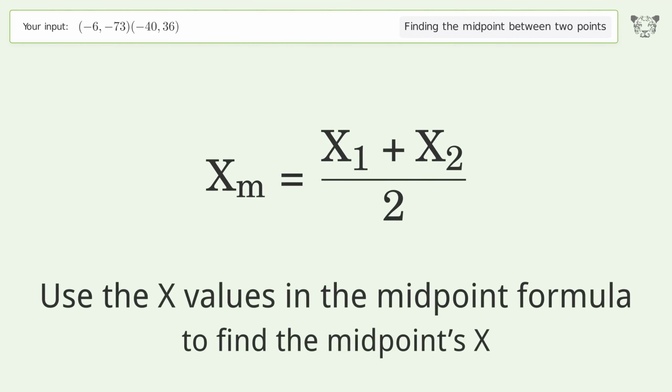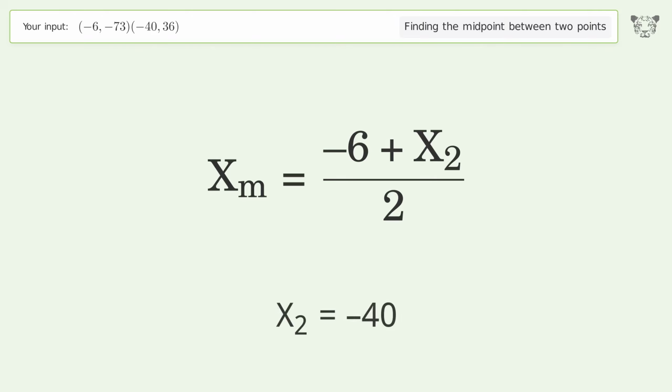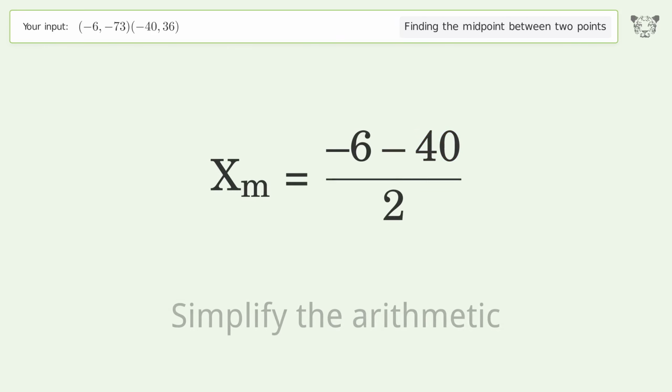Use the x values in the midpoint formula to find the midpoint's x. x1 equals -6. x2 equals -40. Simplify the arithmetic.